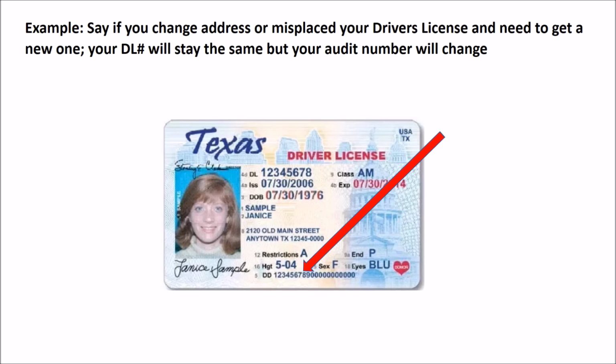DD number will change. Just imagine if they didn't change it and somebody stole your driver's license. So how will you identify which one was the stolen driver's license or which one was the newly issued driver's license? So that's why they changed the DD number or audit number. So I hope this explained what the DD number is.